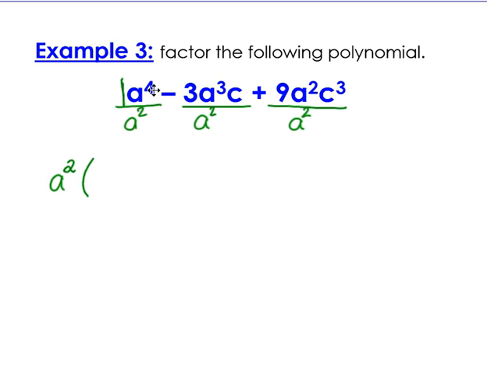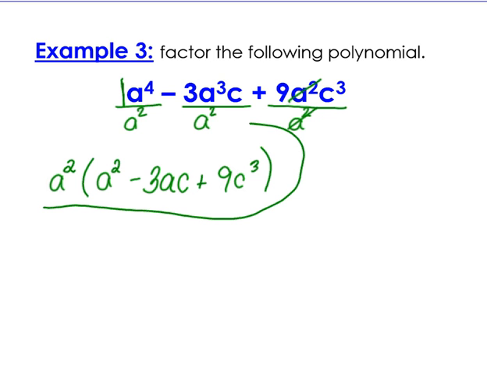And when I take an a squared out of an a to the fourth, I'm left with an a squared. And negative 3 divided by 1 is a negative 3. A to the third divided by a squared is just a to the 1. And then I have a c that I didn't touch. 9 a squared divided by a squared cancels, and I'm left with a c to the third. And that is your final answer.